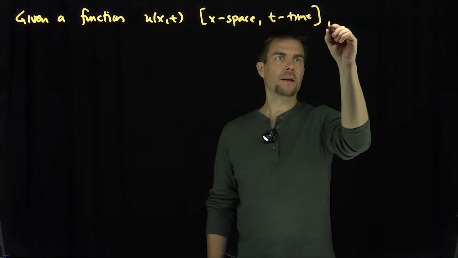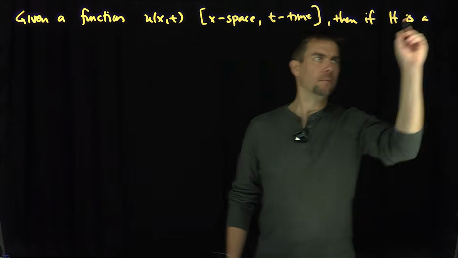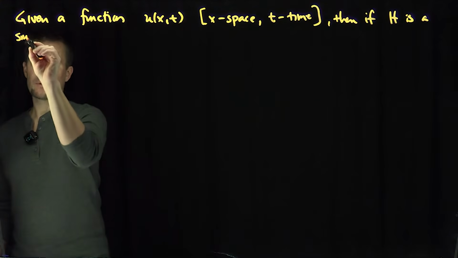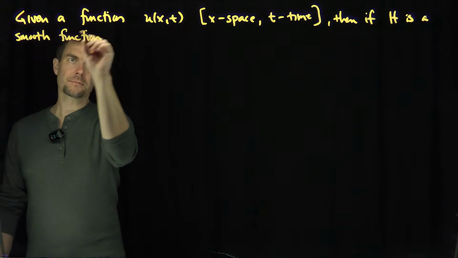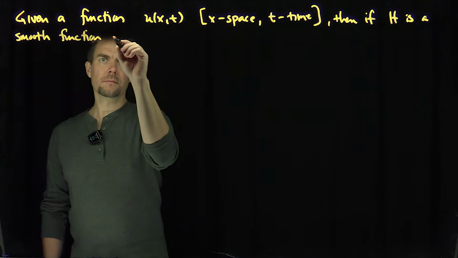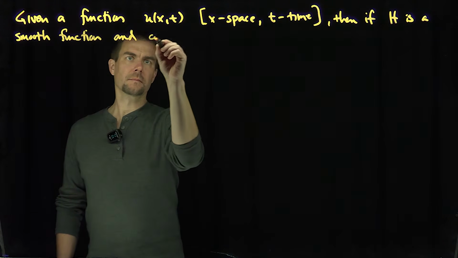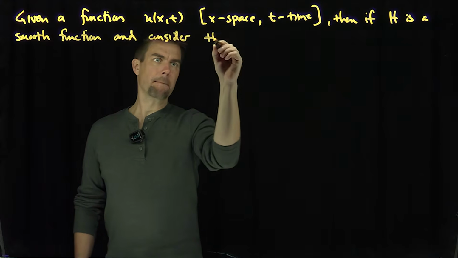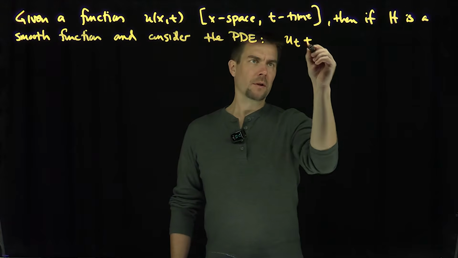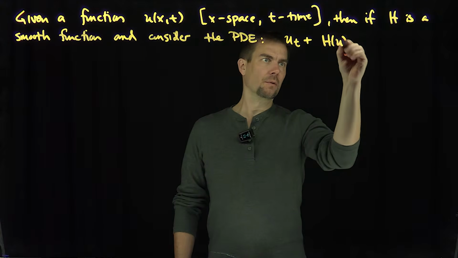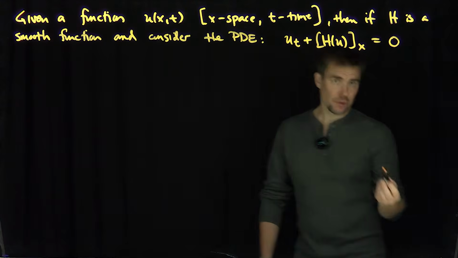So if h is a smooth function. It doesn't have to be smooth, but let's just assume it's a smooth function to start to get some bearing on the problem. Then consider the PDE. It's going to be a first order PDE. It's going to look like u_t plus the x derivative of h of u, and set that equal to 0. And we can specify some initial condition as well, okay?